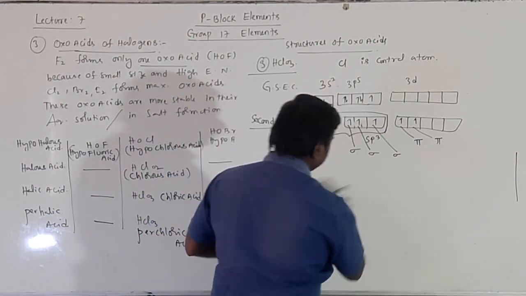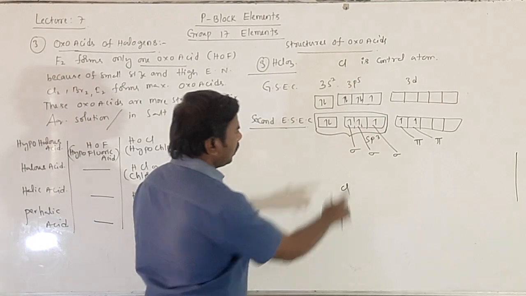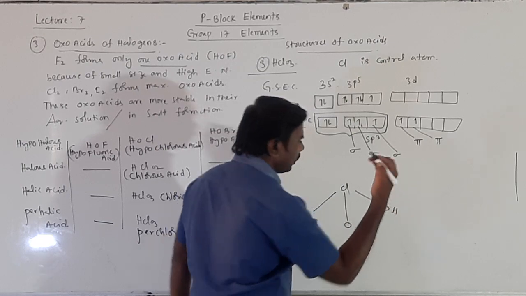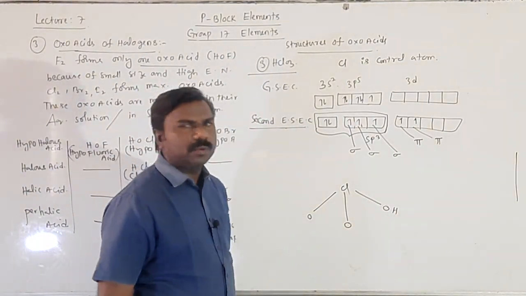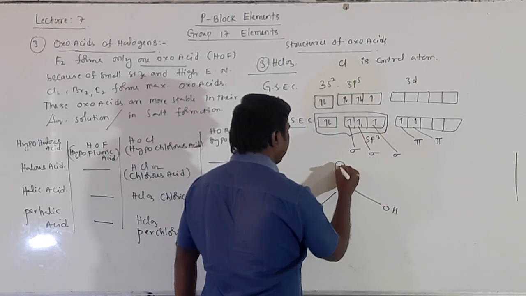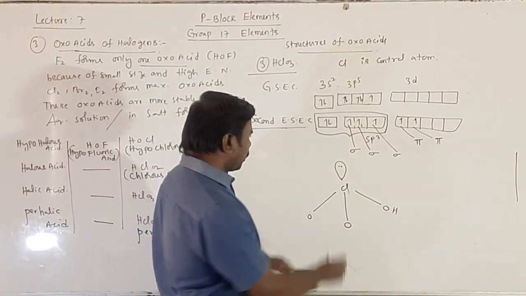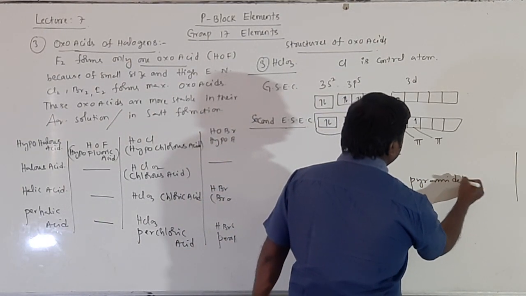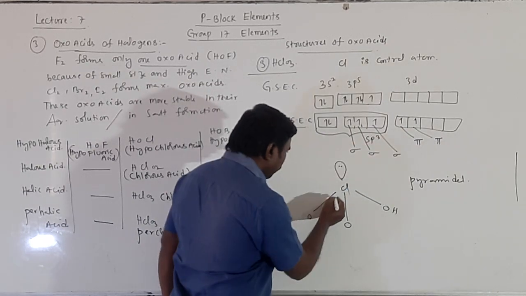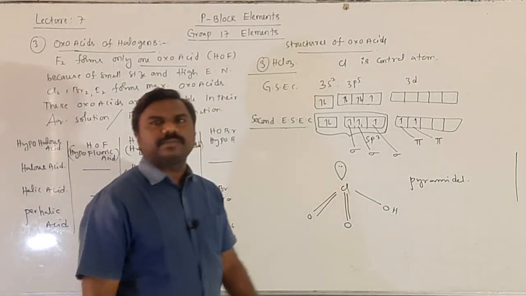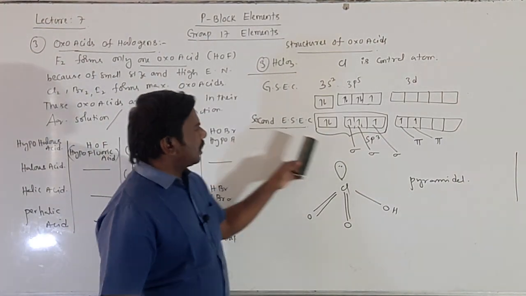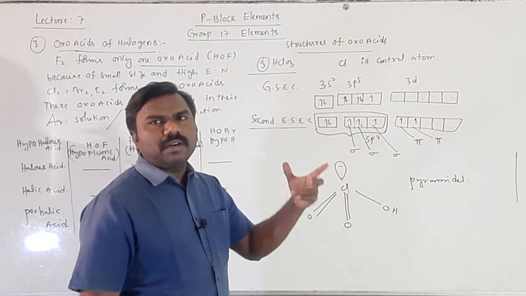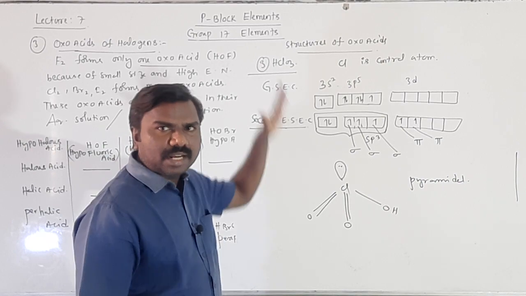Now the structure is, chlorine is the central atom, 3 sigma bonds with 3 oxygens. There is one hydrogen, one will be OH, remaining 2 will be O double bonded. There is one lone pair. Shape is just like a pyramidal shape. Now 2 pi bonds formed with 2 oxygens. Right? This is sp3 hybridization, pyramidal shape for chloric acid. Now take down a side heading HClO4 perchloric acid and write all this.